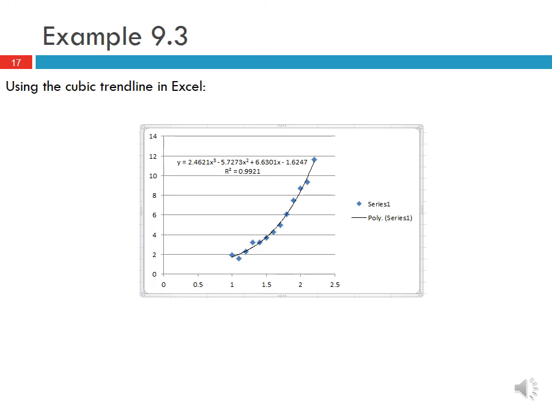So we can also use the trendline feature in Excel if we wanted to plot this data. So adding a cubic trendline to these data points in the scatter plot, we get the equation shown here, as well as the coefficient of determination r squared shown here. And you can see the values of the coefficients there.